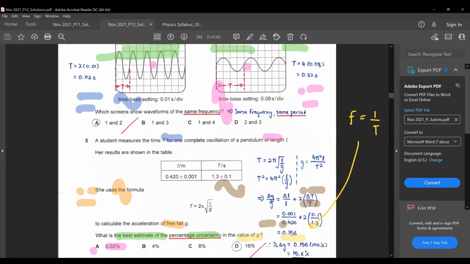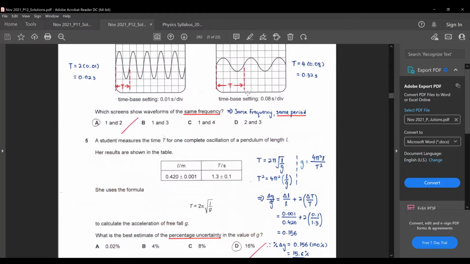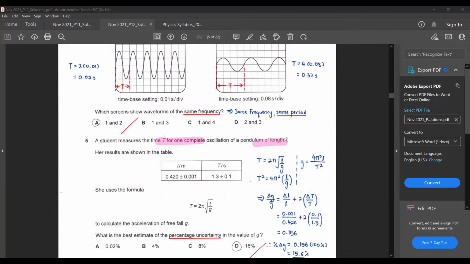And then number 5. The student measures the time t for one complete oscillation of a pendulum of length L. Results shown here, where L is 0.420 plus minus 0.001, and period is 1.3 plus minus 0.1. She then uses the formula t equals 2 pi square root L over g to calculate the acceleration of free fall g. What is the best estimate of the percentage uncertainty in the value of g?